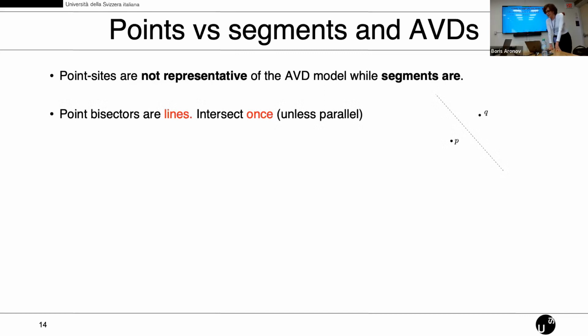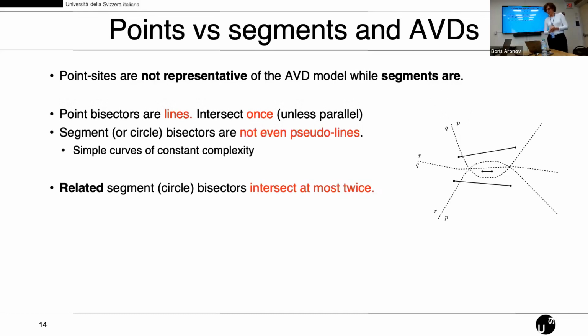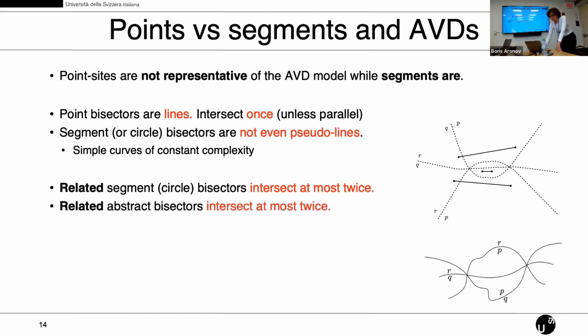Point bisectors are lines. Lines intersect once unless they are parallel. Segment bisectors or circle bisectors are not even pseudolines. They are simple curves of constant complexity, but they are not pseudolines. And when we have related bisectors, meaning bisectors involving three different sites, so the bisectors share one common site, they can intersect twice. They intersect at most twice. And that's a great difference from lines.